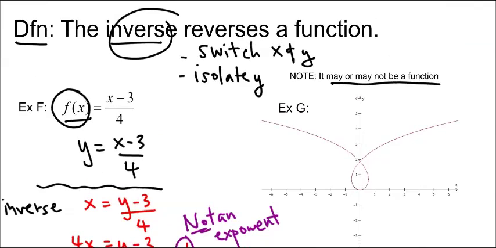Okay, for example G, we're going to do exactly the same thing. So you take all of the points on the graph, so let's say this is something like 0, 1.8, and we're going to switch the x and the y. So the x here is 0 and the y here is 1.8, so we're going to draw in 1.8, 0.